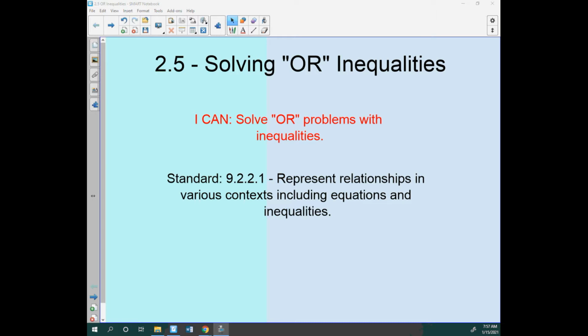All right, ladies and gentlemen, how we doing today? Today we are going to be talking about 2.5, the second half, which is solving OR inequalities. Hopefully by the end of today you can say that you can do that. And if your mom asks you, hey, what did you learn today in school? You can say, well, Mom, I learned standard 9.2.2.1. And that will make you look really smart.